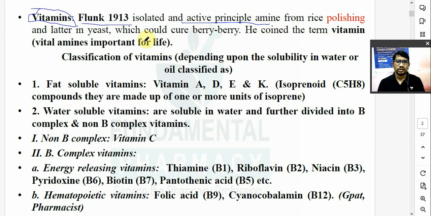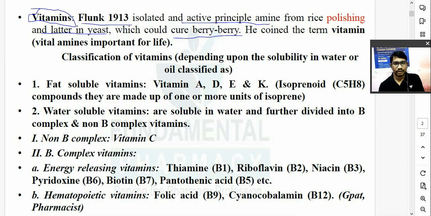Later on, it was also found in yeast, which can cure beriberi. This vitamin, which was able to cure beriberi, is known as vitamin B1, thiamine. So in 1913 Funk isolated one principle from rice. It was amine in nature, and that's why he named it a vital amine, because that principle was very important. It was a preventive factor for beriberi, which is a disease.